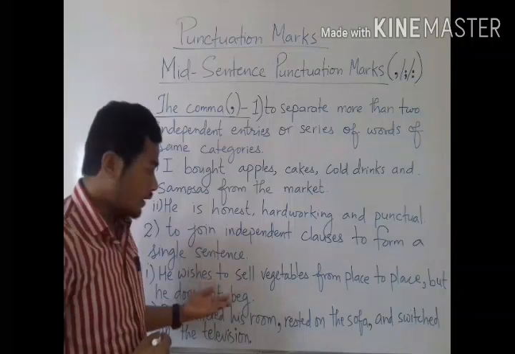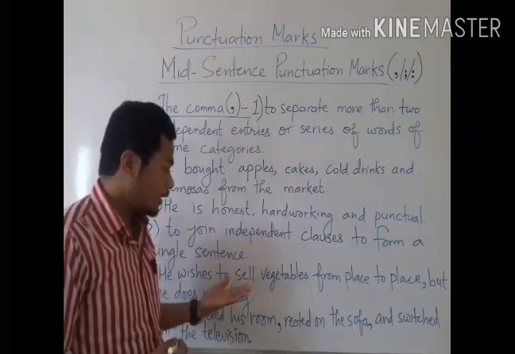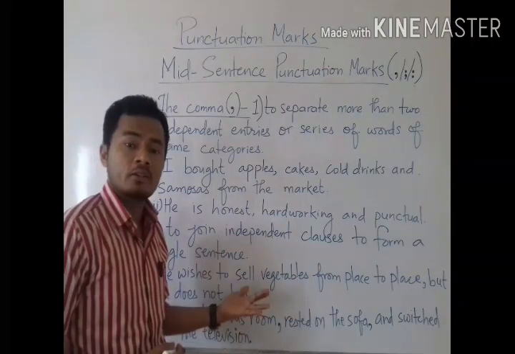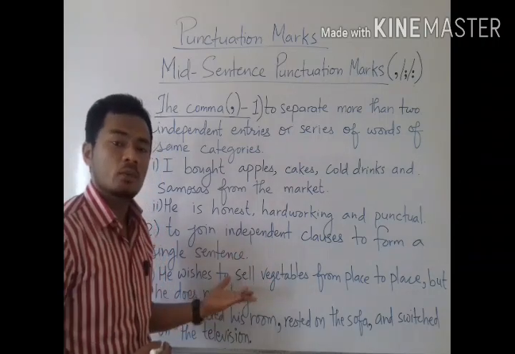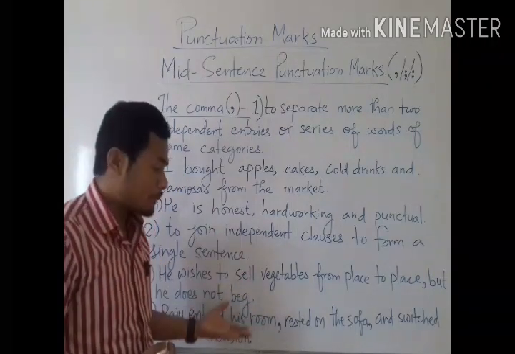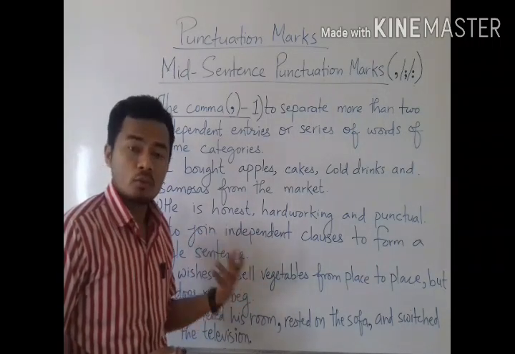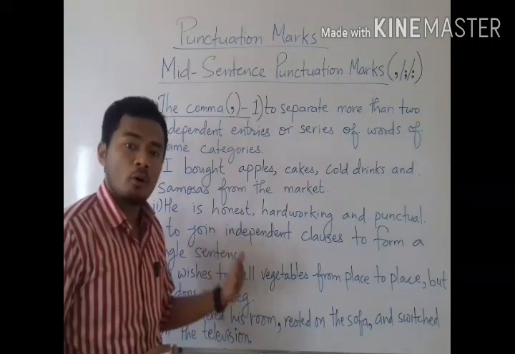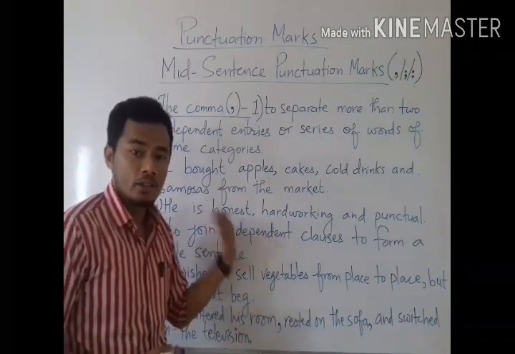Now see, a comma is also used to separate independent clauses. If a number of independent clauses are used to frame a single sentence, then we use a comma to separate them, so that while reading there is a pause, and the listener comes to know that the punctuation mark comma is used there.